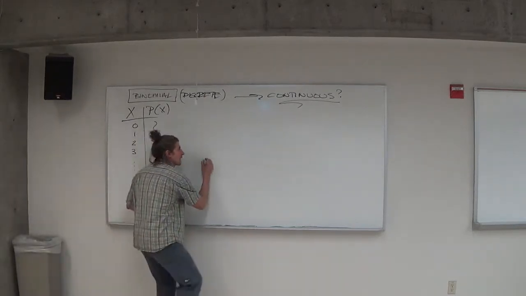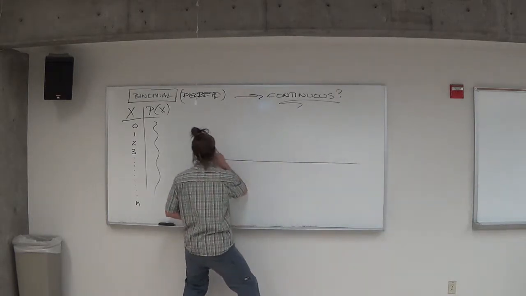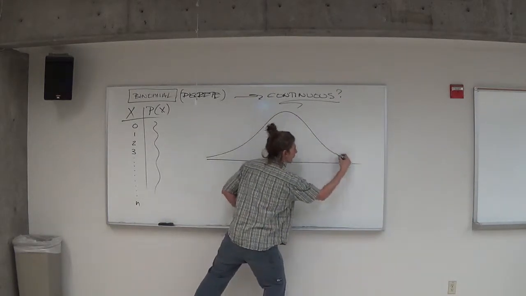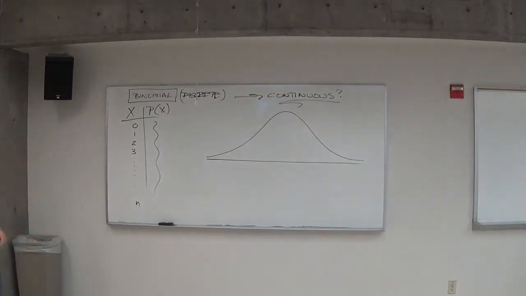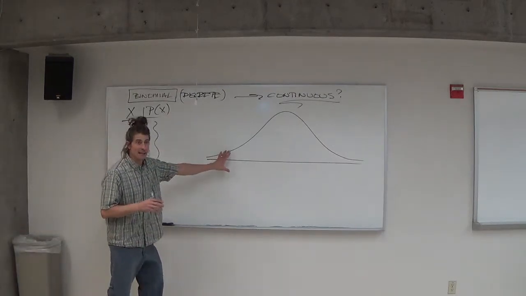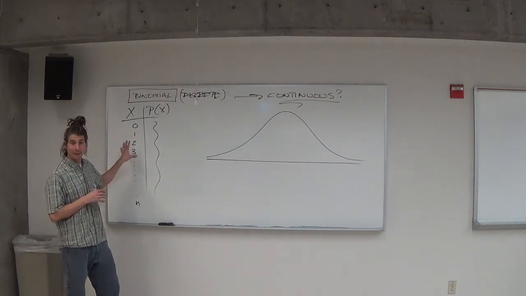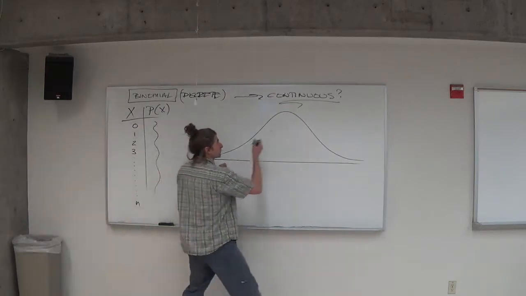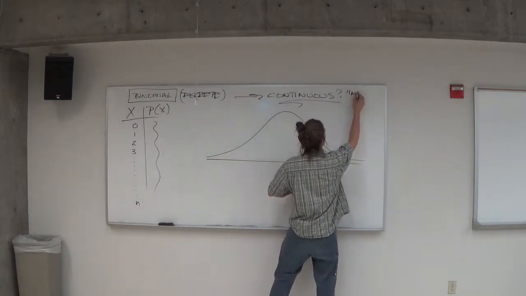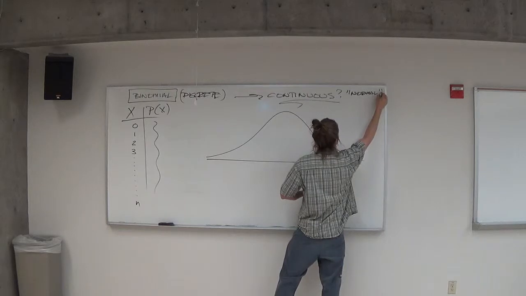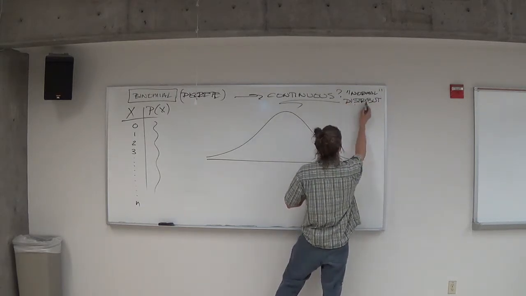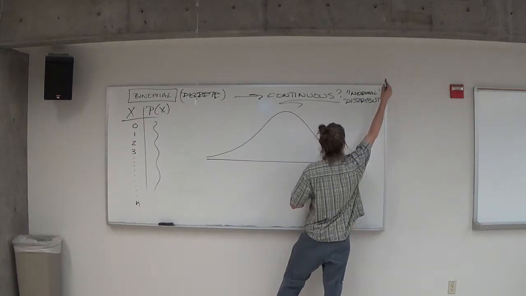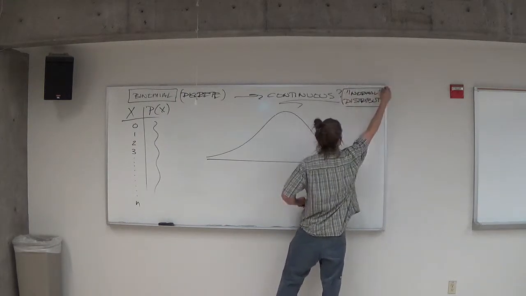I'm going to sketch a bell curve. And we're going to see how this ties to this. Because it does. It is continuous. That's the big difference, is this is going to talk about continuous data, and this is going to talk about discrete data. But this right here, we're going to call this the normal distribution.